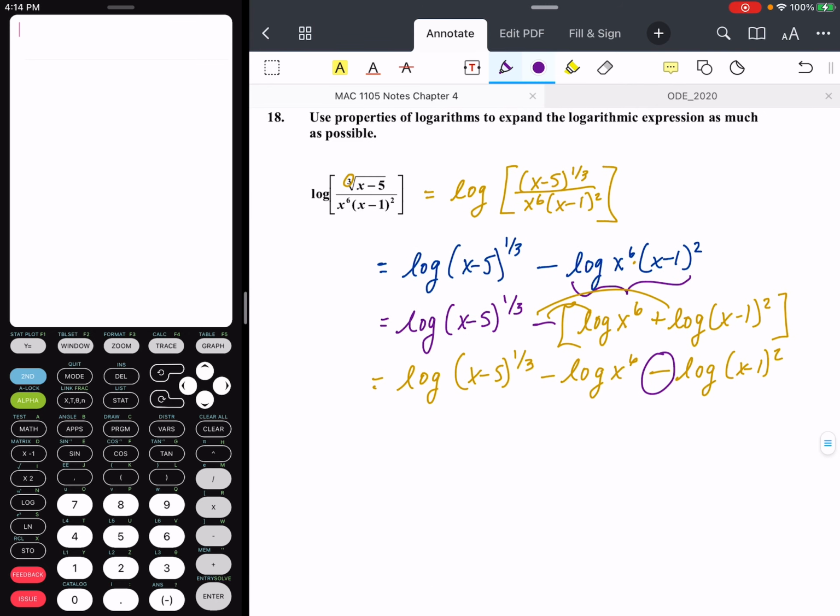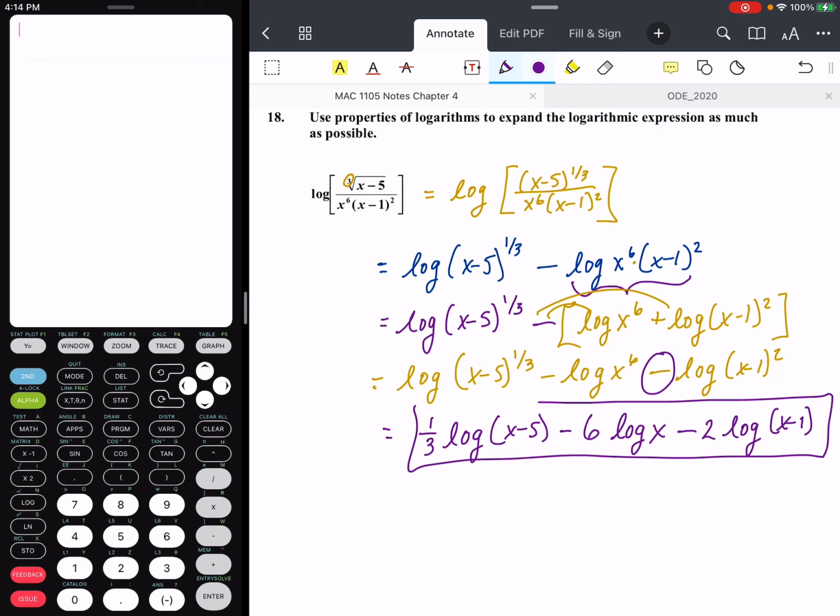Okay, so from here we just have a little power rule left to fully expand this. 1/3 times log of (x minus 5), and we need those parentheses around x minus 5 just as a reminder, minus 6 times the log of x, and then minus 2 times the log of (x minus 1). And there we go.